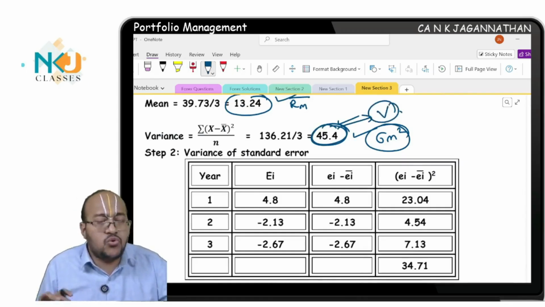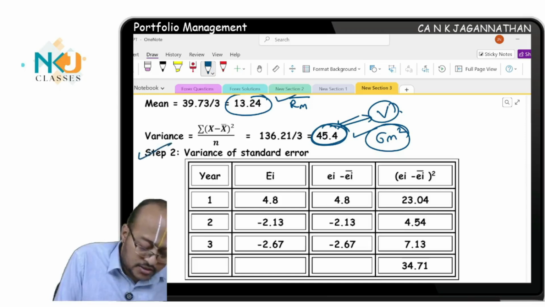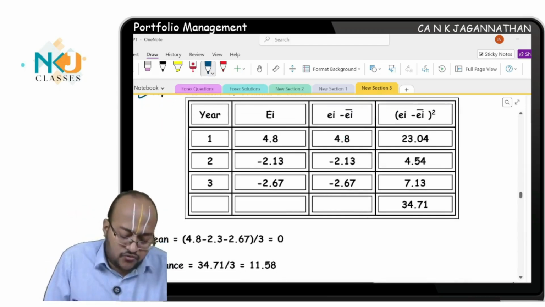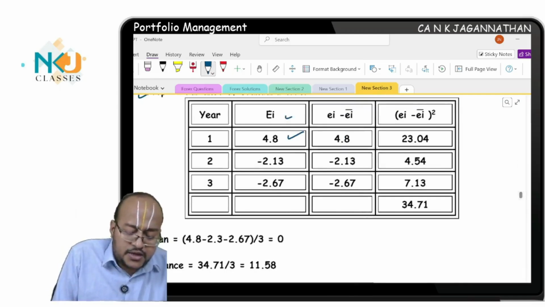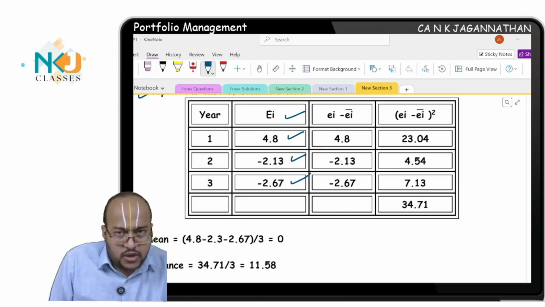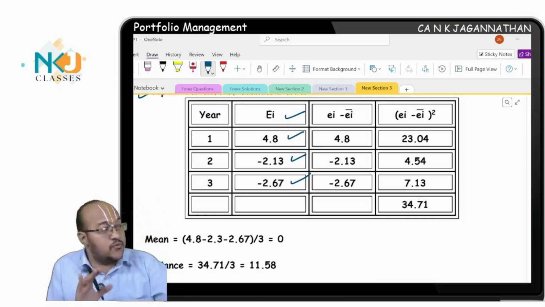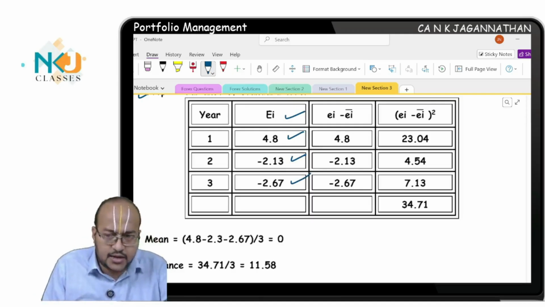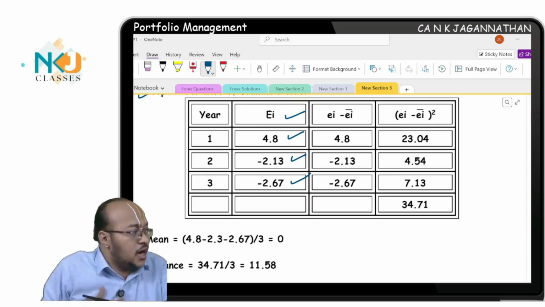Listening? Now we got 2 variances, variance of the individual security, variance of the market. Now come to the third thing, which is standard error. Variance of standard error we need to find out. Very simple. Okay, EI respective years error term I put it. Just like you compute the standard deviation, error will also have deviation. So what we need to find out is the variation of the error term.